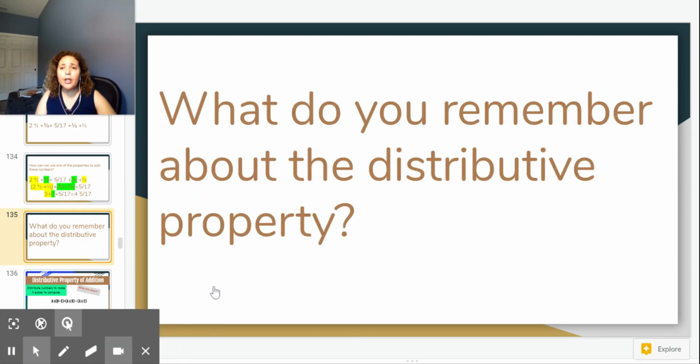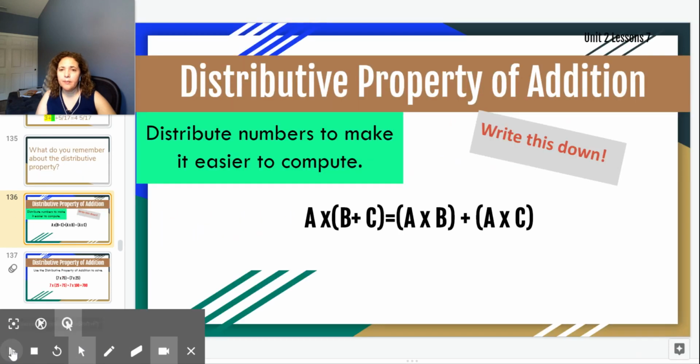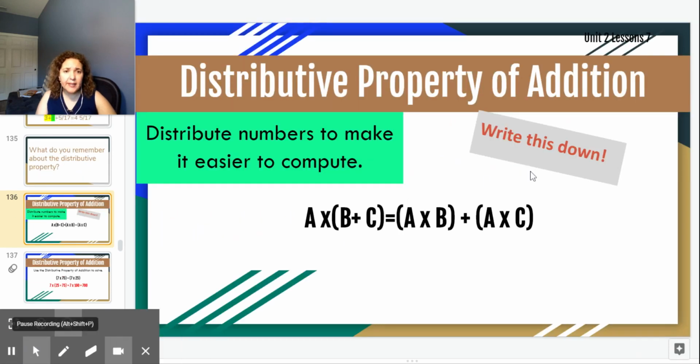All right, we're going to look at one more property, the distributive property of addition. What do you remember about the distributive property? Do you remember anything? Stop and pause for a moment and see if you remember anything about the distributive property. All right, write this down. The distributive property tells me I can distribute the numbers to make it easier to compute.